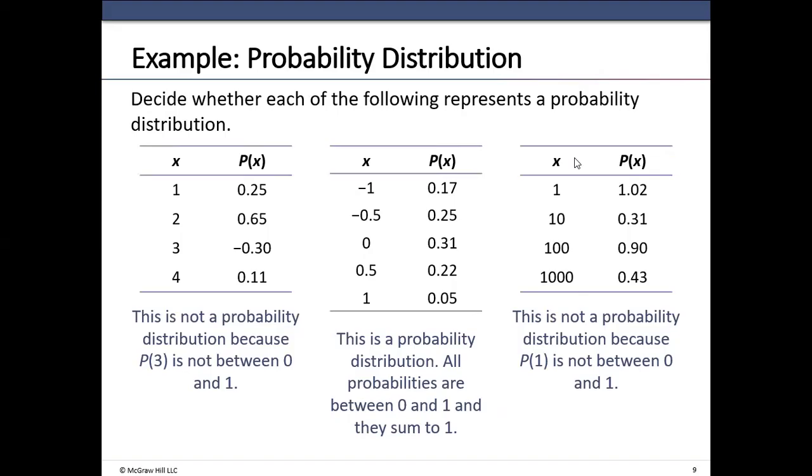Decide whether each of the following represents a probability distribution. The first probability distribution on the left has a negative probability. Probability cannot be negative. So this is not a probability distribution.